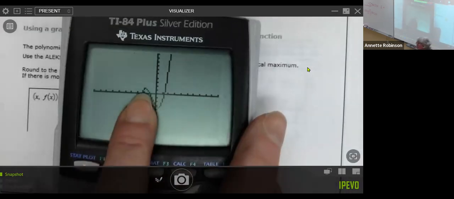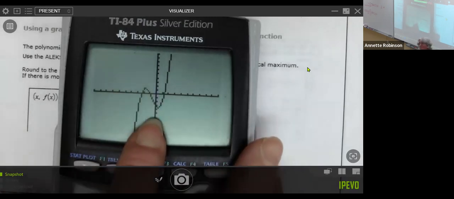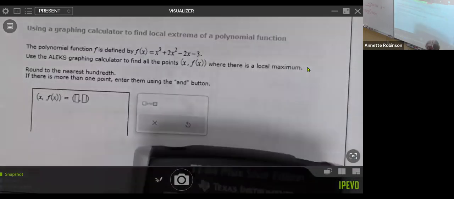That's an extrema. That is a maximum because that's where the graph goes from going up to coming down. We have to find that point, and we're going to use the calculator to do it. Remember, they don't just want numbers like 3 and -8. They want it rounded to the nearest, is it hundredth? Okay.